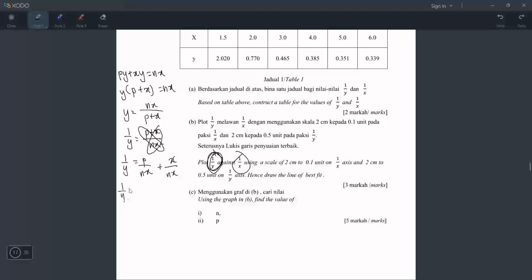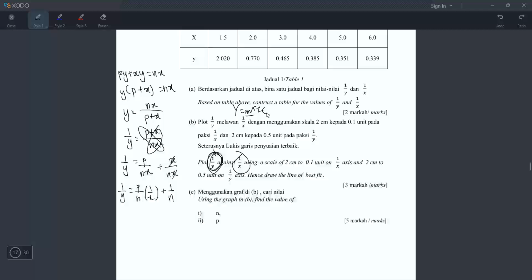So now it becomes 1 over y, and remember, a linear form will be y equals mx plus c. So how do you write this? P over n. Look how I write. I will not write p over x. I will write p over n, bracket 1 over x. And then I write plus x over nx, the x cancels, left with 1 over n. Why do I have to write like this? Because linear law is y equals mx plus c.